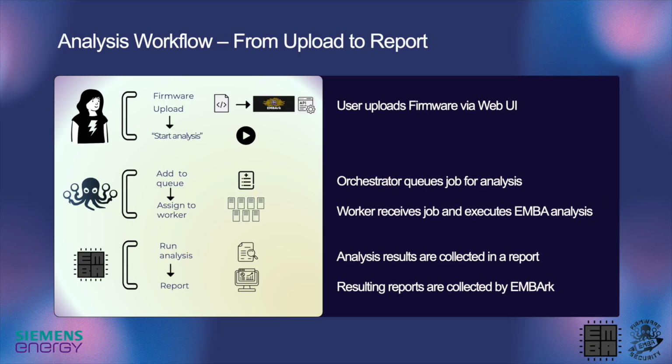To start the analysis workflow, a penetration tester uploads a firmware via the web UI and starts the analysis. The orchestrator then queues the job and assigns it to an available worker. Once the files are copied, EMBA starts to run on the worker node. Note that the worker only needs to be connected to EMBArk, not to the internet. When the analysis report is ready, the EMBArk host collects it and makes it available to download by the user.